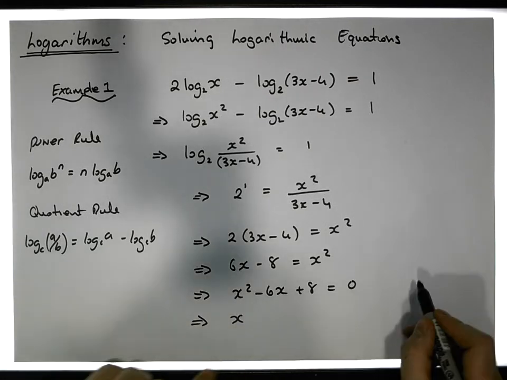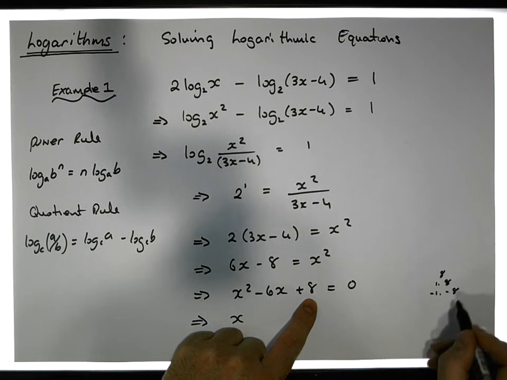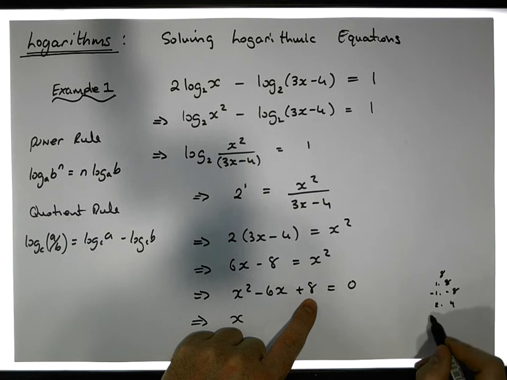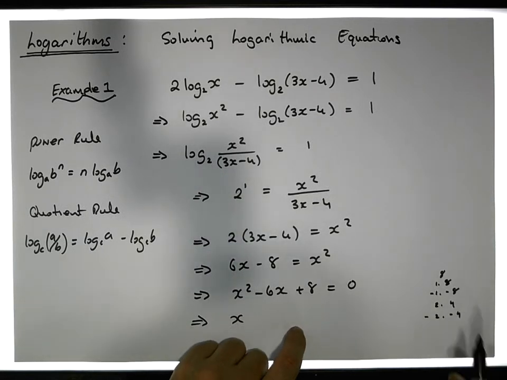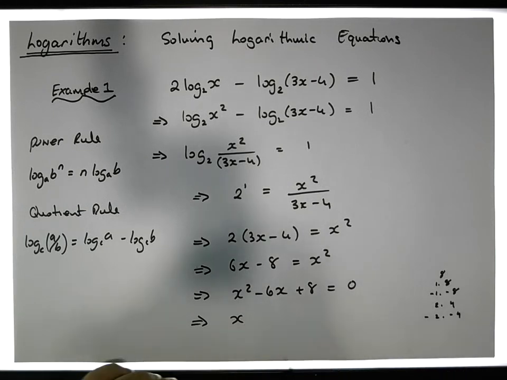1 times 8 gives us 8. The factors of this are 1 times 8, minus 1 times minus 8, 2 times 4, minus 2 times minus 4. Minus 2 times minus 4 gives me 8, and minus 2 plus minus 4 gives us minus 6.